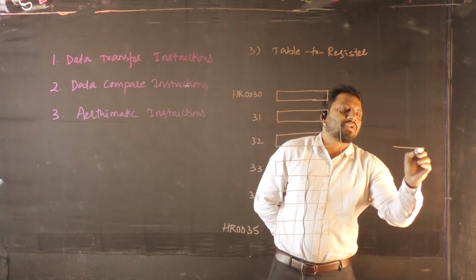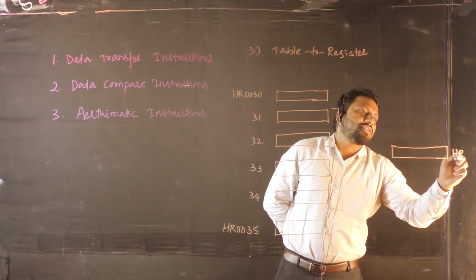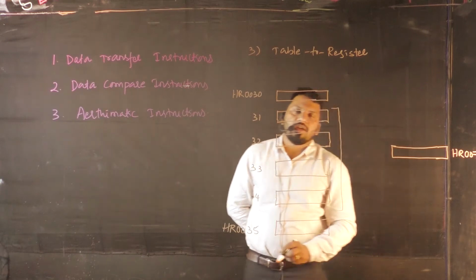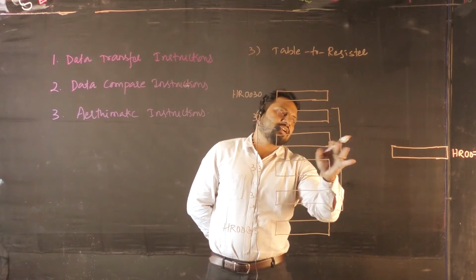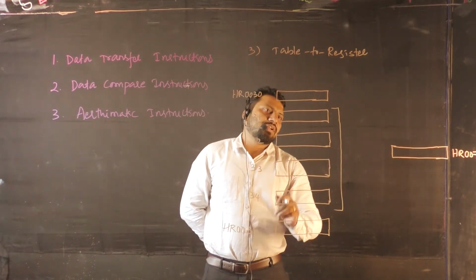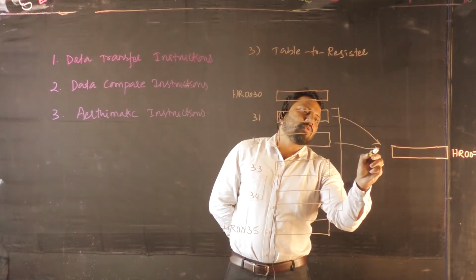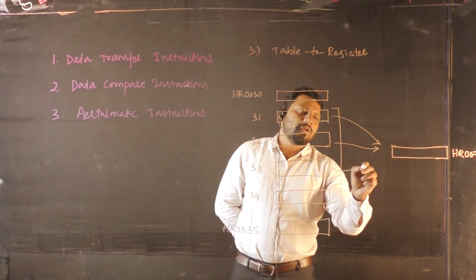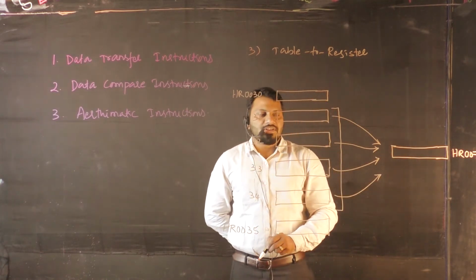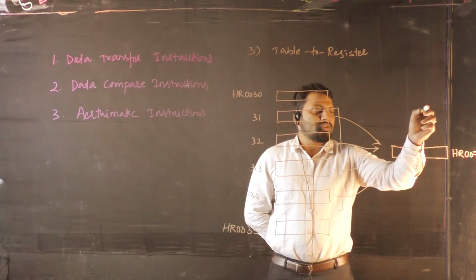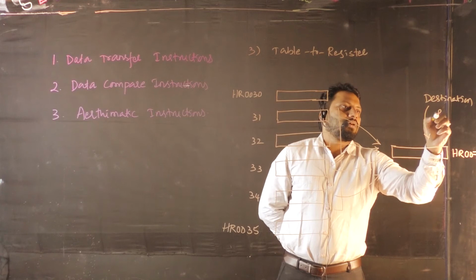I want to move to one destination register. For example, this is 0070, right? I want to move this particular table of 4 register data, one by one, to this particular destination register. In the first step, I want to move this particular register data. In the second step, I want to move this particular register data, and in the third step, this particular register data. In the fourth step, I want to move this particular register data to the destination register. This one is the destination register.